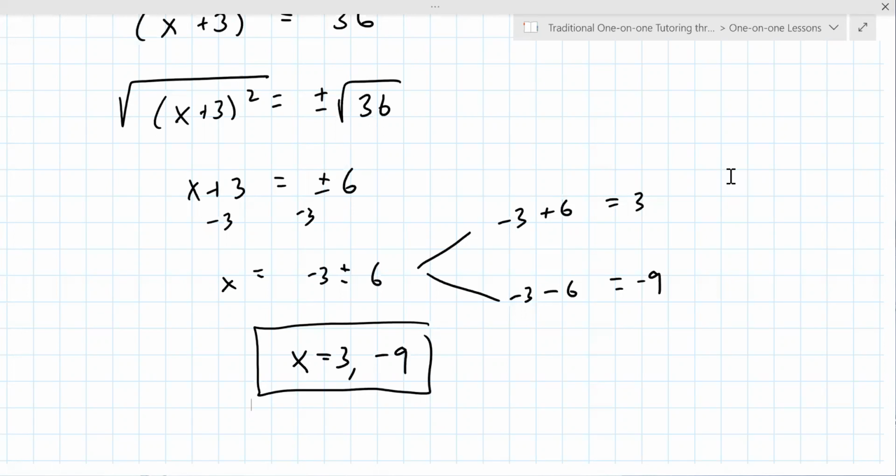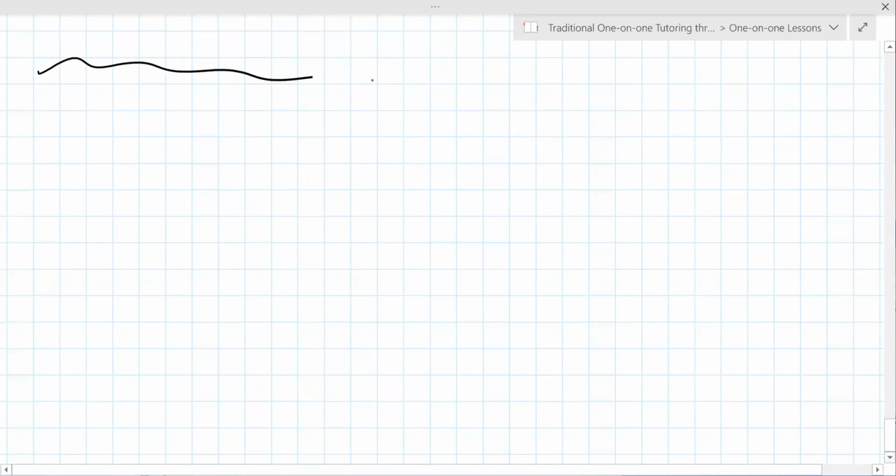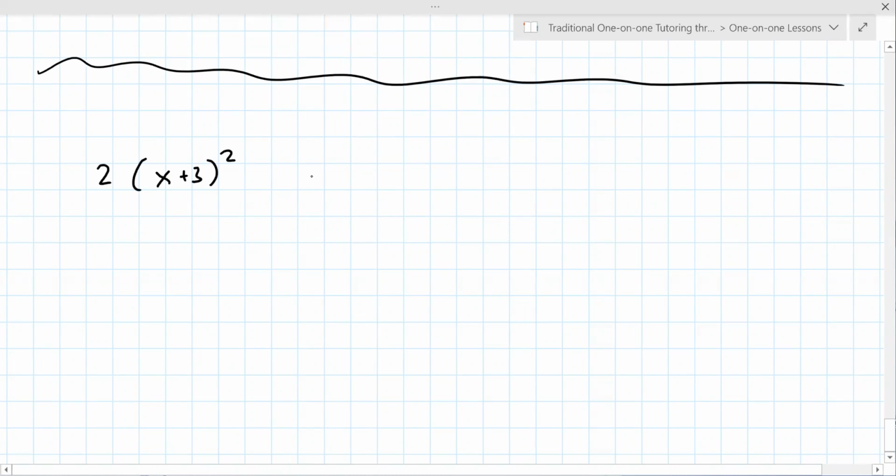Thank you, Matthew. I wouldn't be able to do it without you. All right, so let's take a look at some more complicated problems. For example, this is also a square root property problem, but it doesn't necessarily look like it at first glance.